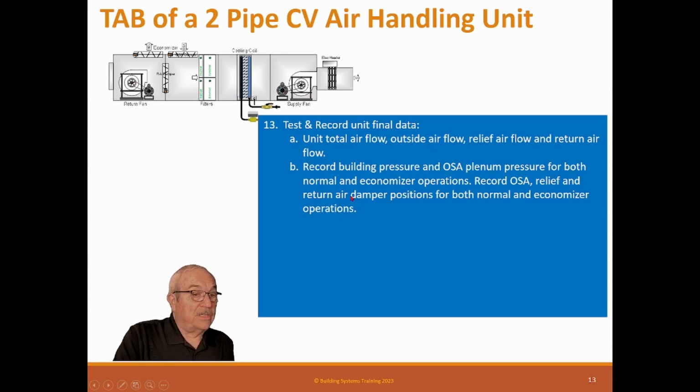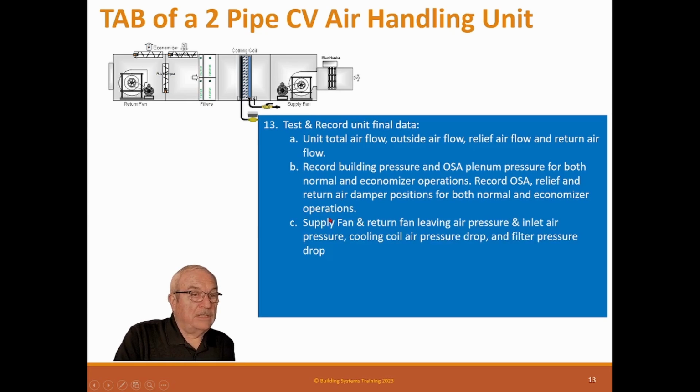The reason is that's going to prove to the engineer you actually tested an economizer. Some guys don't do that. They do normal flow and just ignore the economizer. But you need to not do that because it needs to be tested in both.